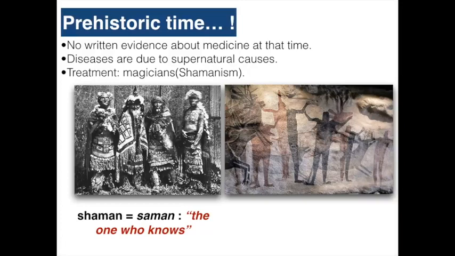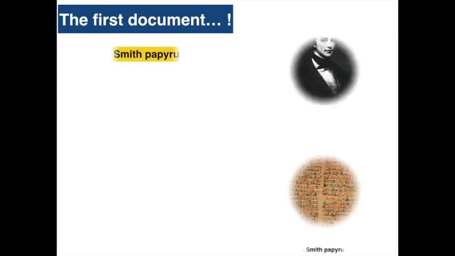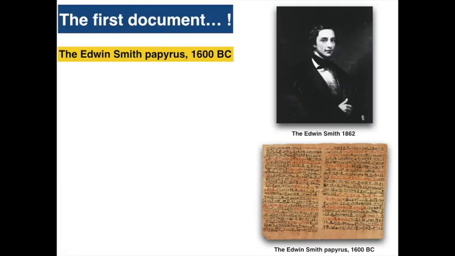He knows, and he thought that diseases occur due to supernatural powers and forces, and he makes some magic tricks to cure patients. But the first document, if I ask you, what is the first document of medicine on earth, it is what we call the Edwin Smith Papyrus.